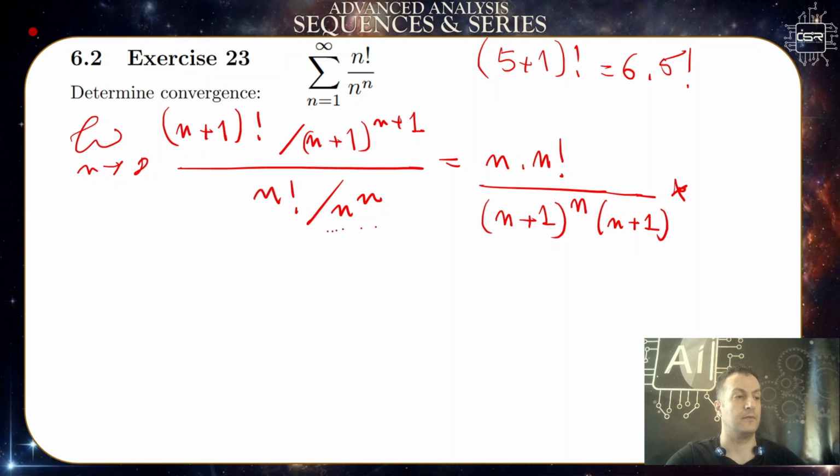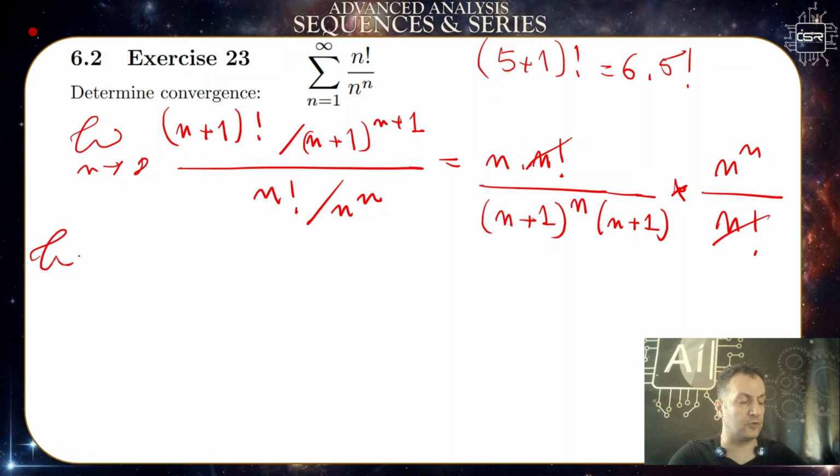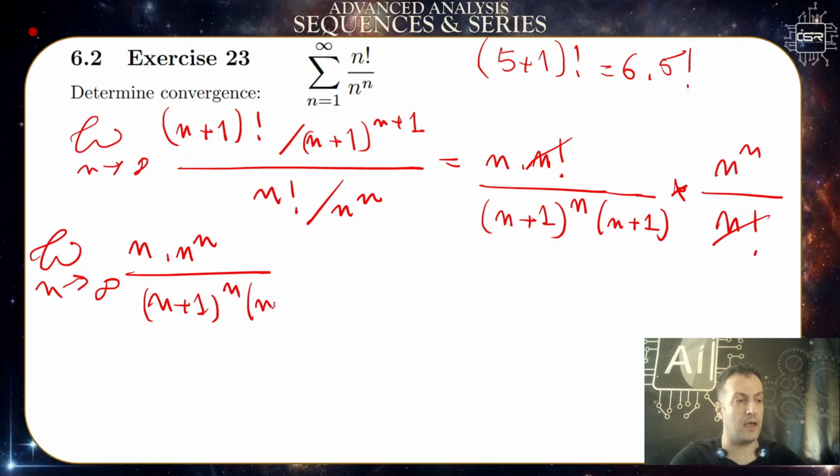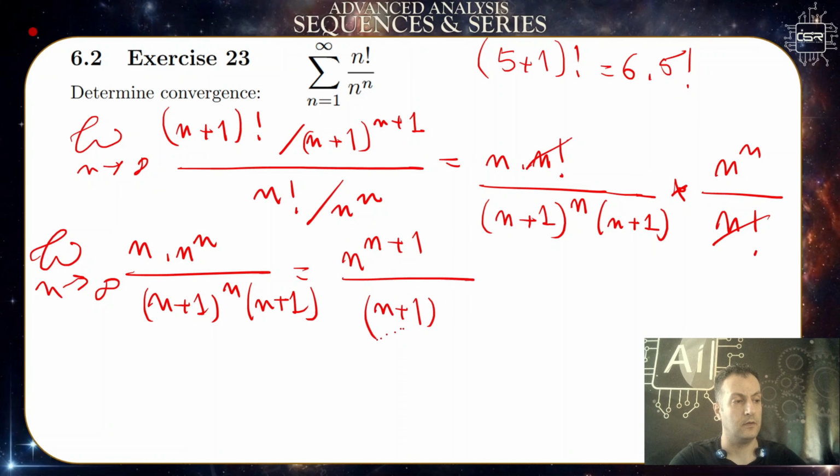Then let's flip the quotient here and multiply times n to the power of n divided by n factorial. Now n factorial can be removed, so it is equal to the limit as n approaches infinity of (n plus 1) times n to the power of n divided by (n plus 1) to the power of n multiplied by (n plus 1), equal. So also in the numerator you have n to the power of n divided by (n plus 1) to the power of n times (n plus 1).